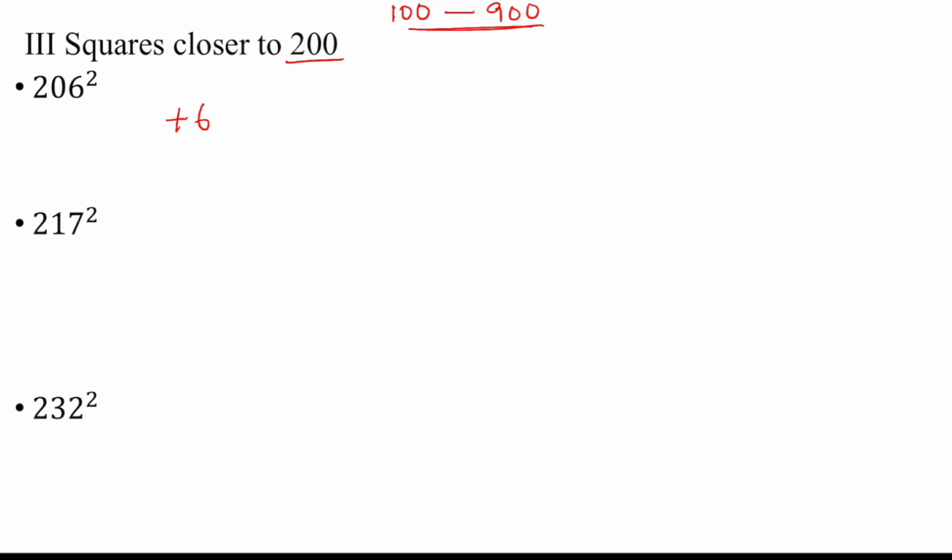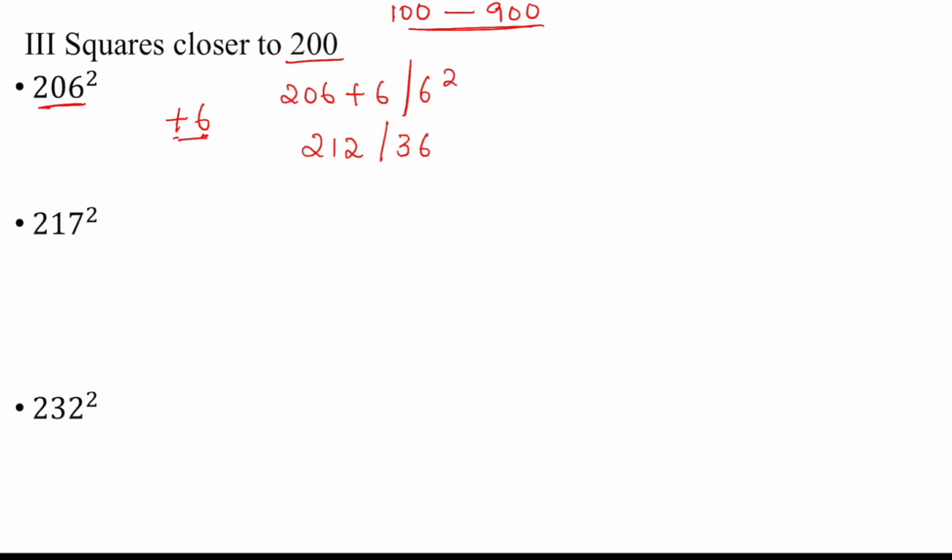Now 206 is 6 more than 200. Take the same number, that is 206, and add 6 plus the square of 6. So 206 plus 6 is 212, and 6 square is 36.